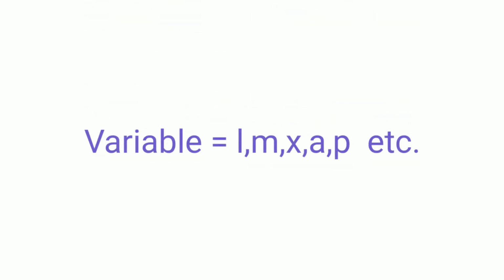We can replace L with N or X. It is called a variable. Variable, as the name suggests, can be changed, varied. It can be any letter of the English alphabet.